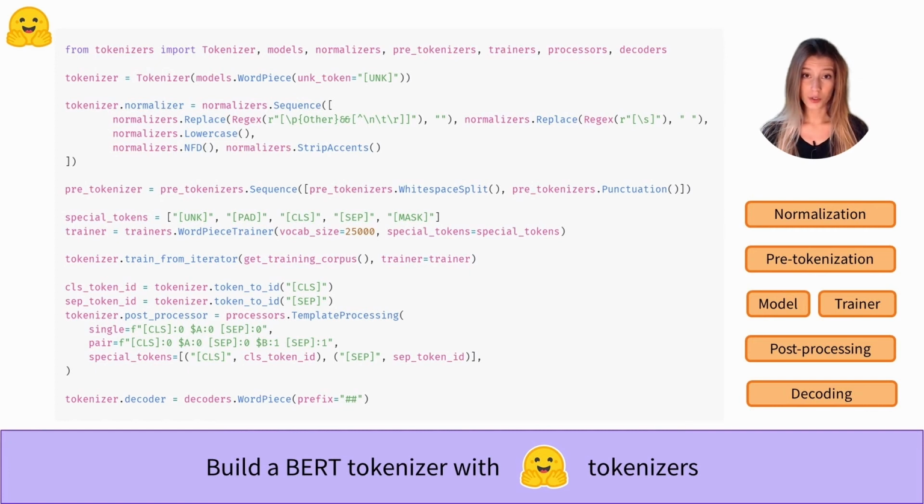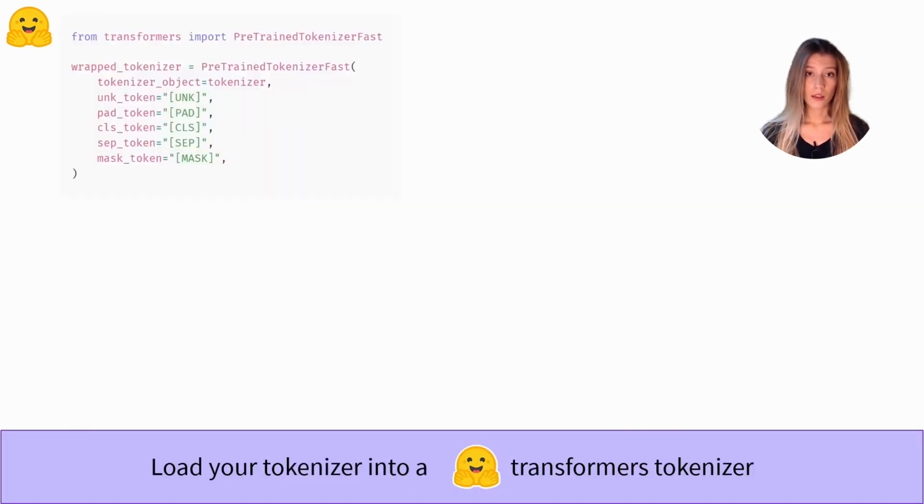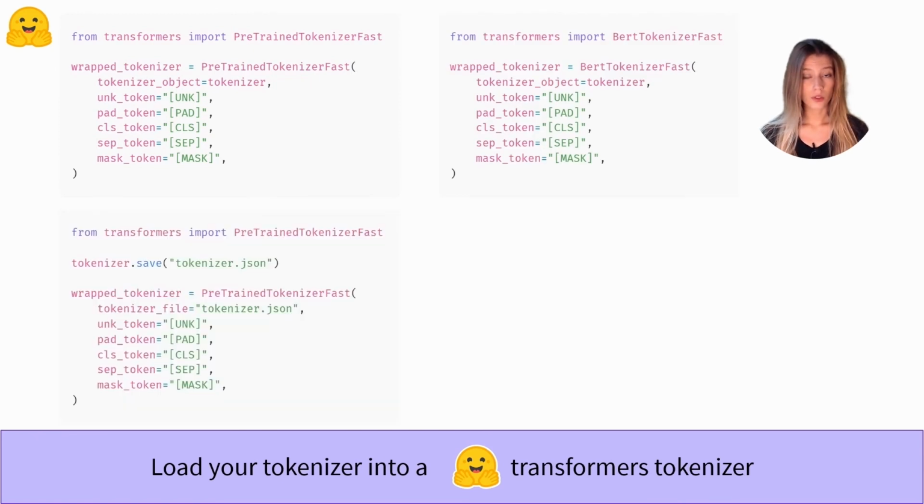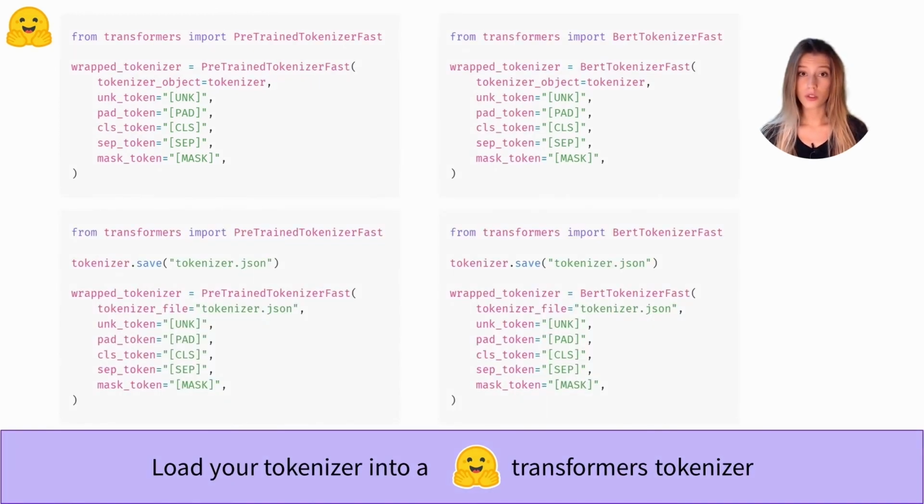And there it is, you have all the necessary lines of code to define your own tokenizer with the tokenizers library. Now that we have a brand new tokenizer with the tokenizers library, we just have to load it into a fast tokenizer from the transformers library. Here again, we have several possibilities. We can load it in the generic class PreTrainedTokenizerFast, or in the BertTokenizerFast class since we have built a BERT-like tokenizer here.